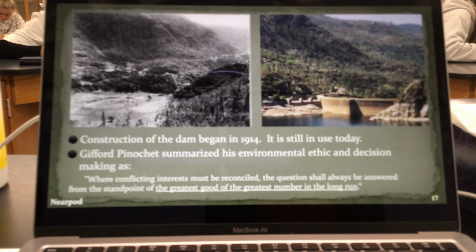All right, so in the end, if you look at number 10 here, it says, what was the result of the Hetch Hetchy debate? There was some conflict between two sides. You had your conservationists saying, don't build this dam because you're destroying a national park, basically. But the result was that the construction of the dam happened. They built the dam. The dam is still functioning and in use today. Okay, so that was the end result.